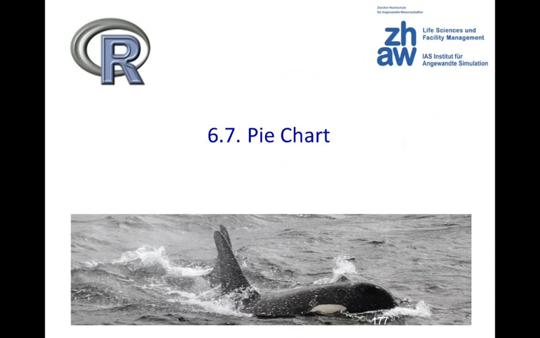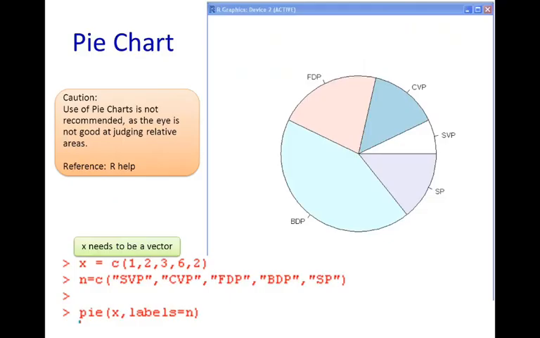The next diagram is the pie chart. We will go here rather quickly because the pie chart is, by the help of R itself, not recommended. So R is stating that the use of pie chart is not recommended as the human eye is not good at judging relative areas, which you have to do if you want to correctly interpret such a pie chart. The syntax is very simple. You need to have data, you need to have labels, and you just use the command pie. And that's it.